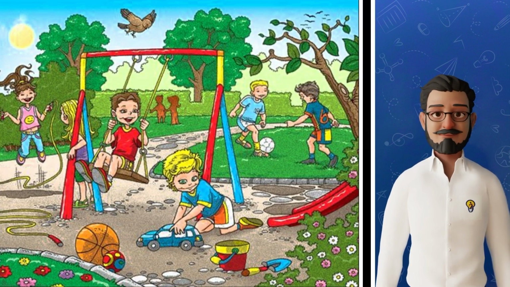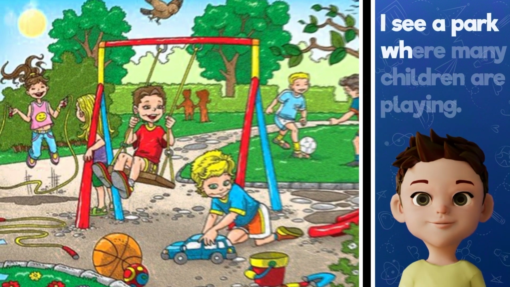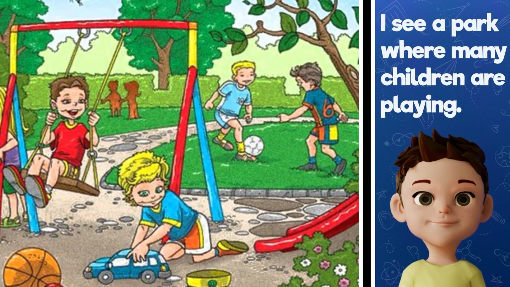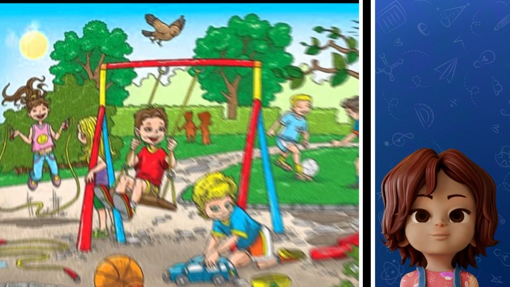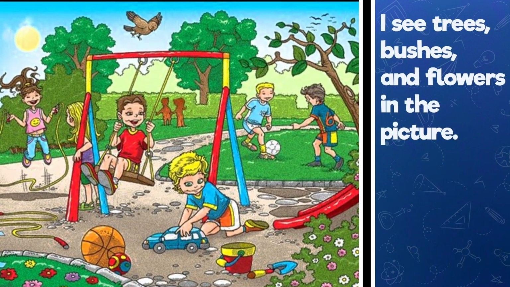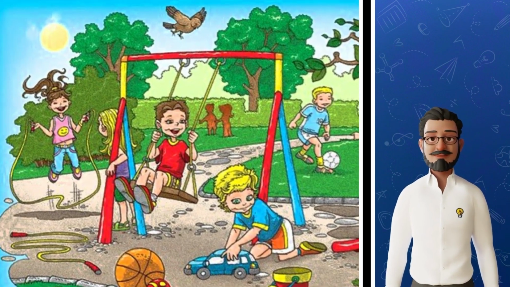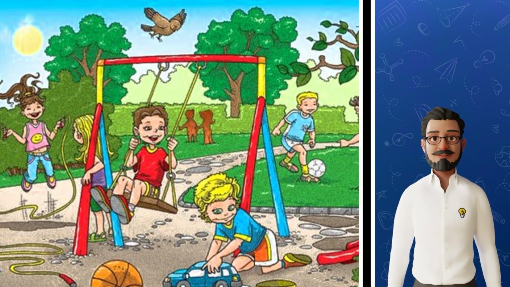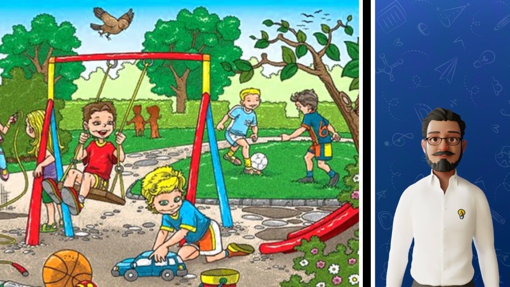Now, why don't you both observe and say what you see? Oliver, can you tell me about this picture? I see a park where many children are playing. Good. What about you, Emily? Dr. Beaconspear, I see trees, bushes, and flowers in the picture. That's correct, too. You can talk about whatever you observe in the picture, like the surroundings, the expressions of the children, their clothes, their toys, the animals, the weather.